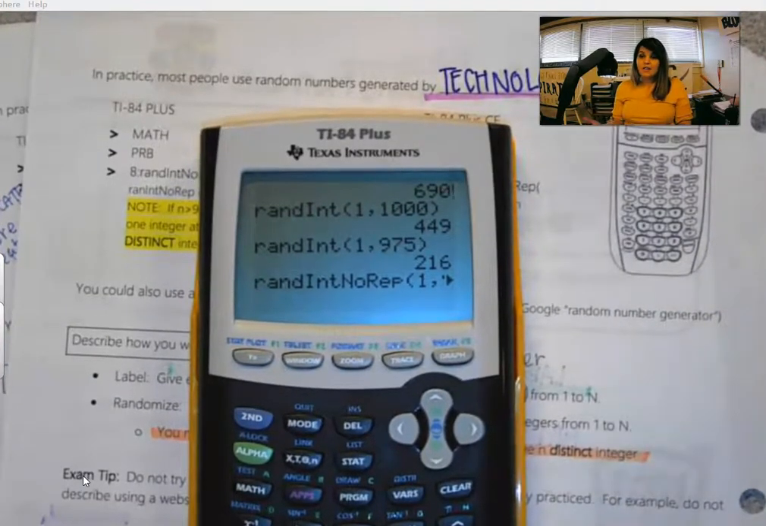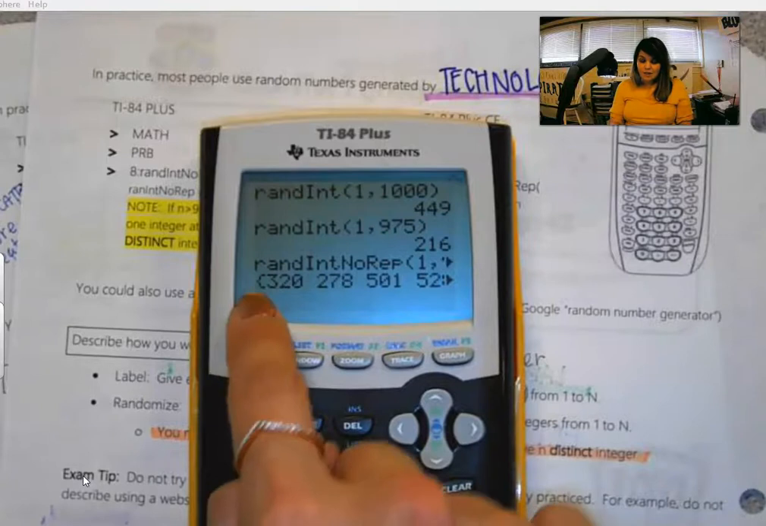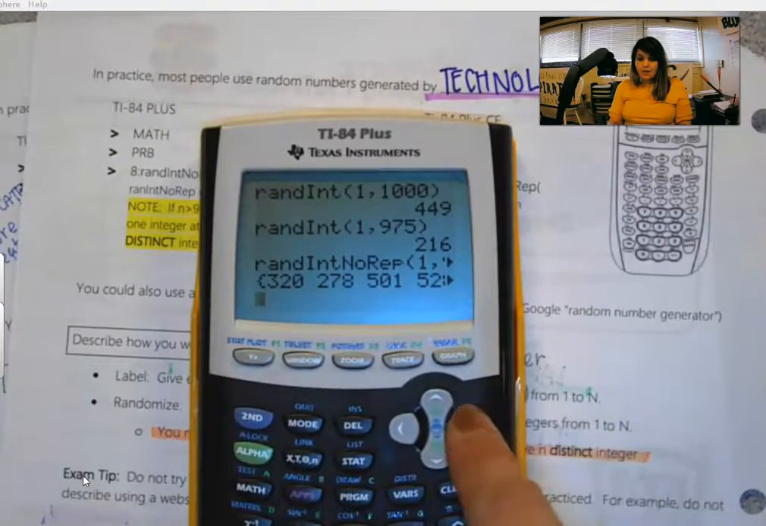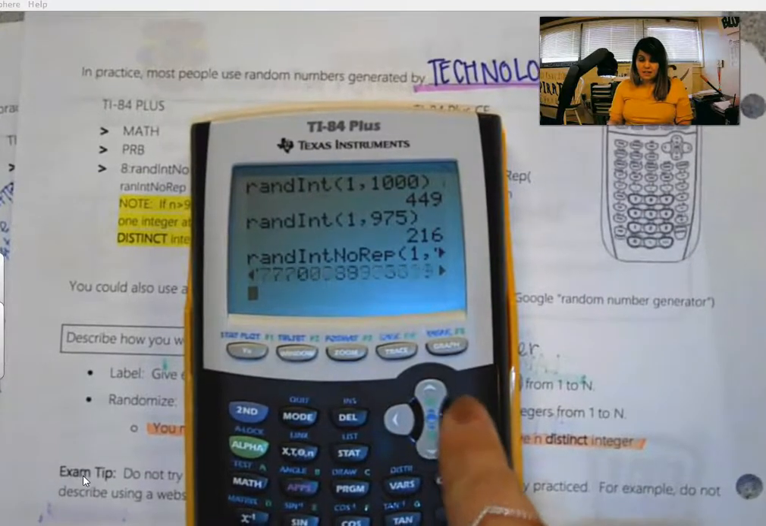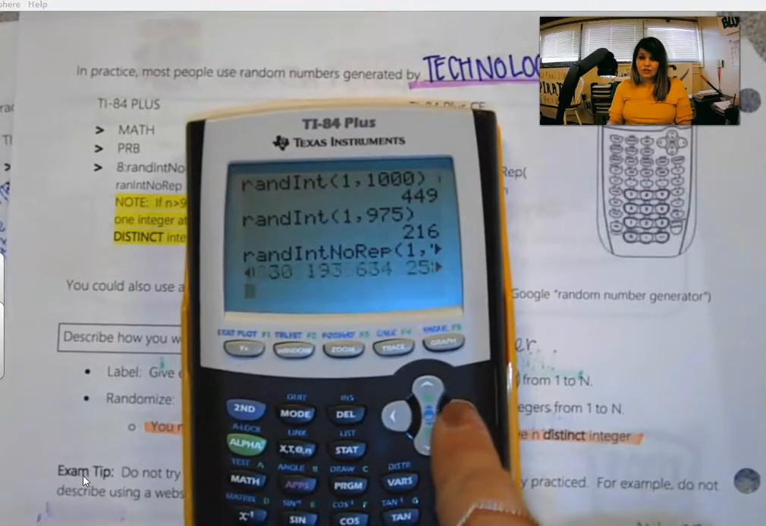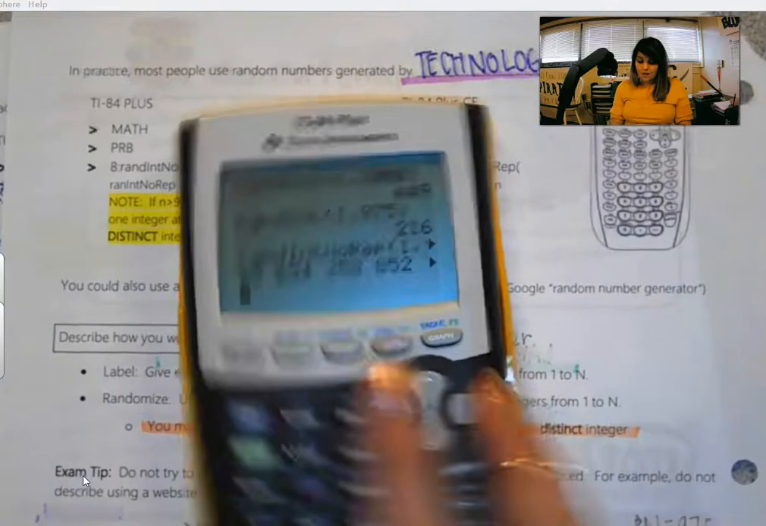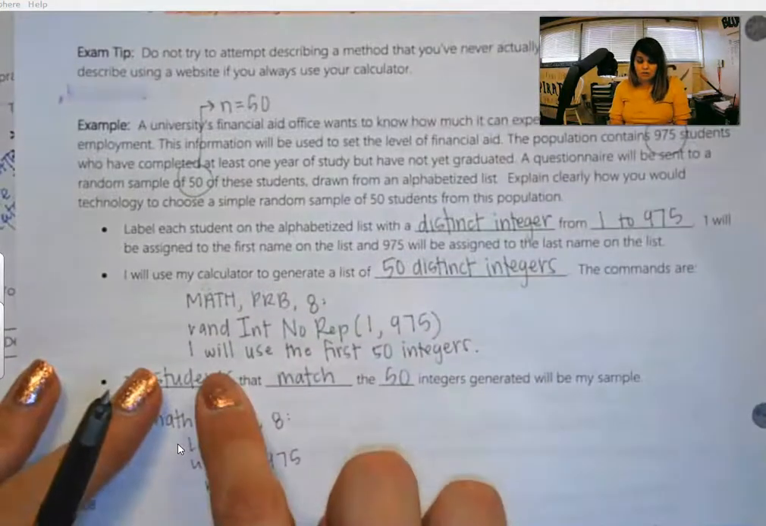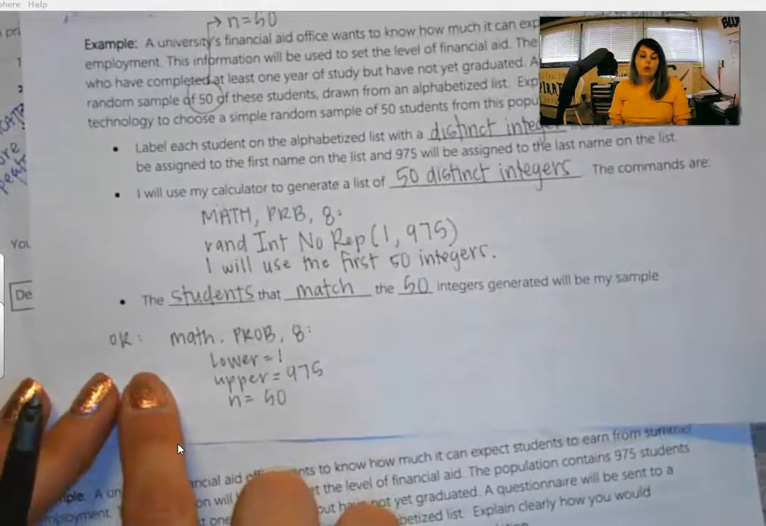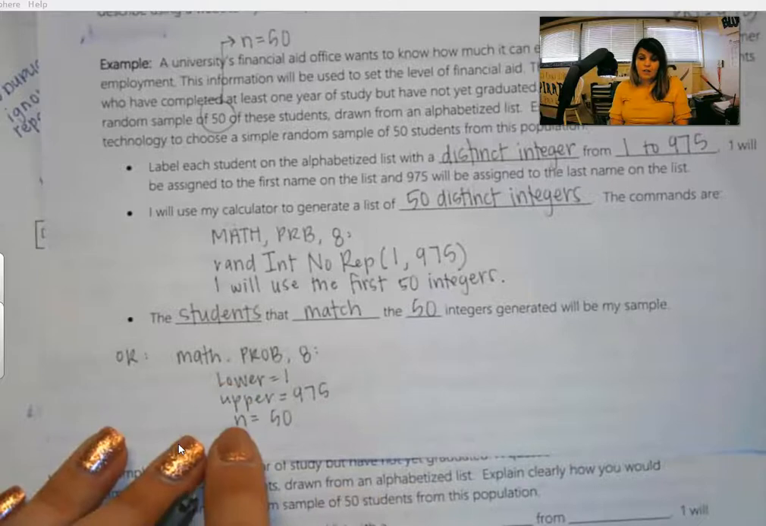So when it's finally done, I have to arrow over until I have 50. I take the first 50 integers that the calculator gives me. I have to write that down. I will use the first 50 integers. If you have the older, just kidding, the newer calculator, all you have to write are these commands.